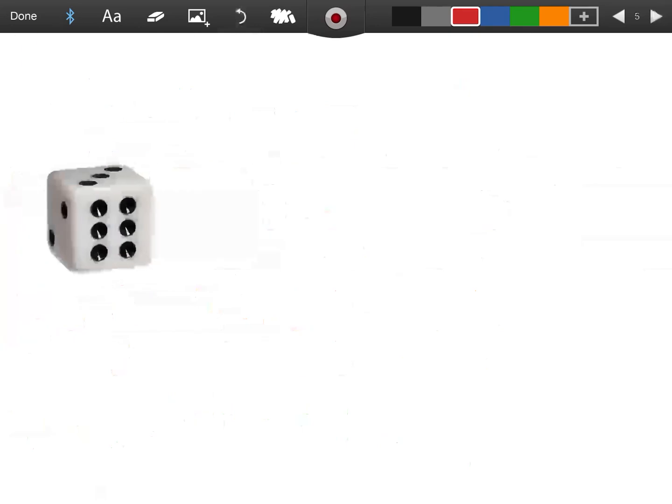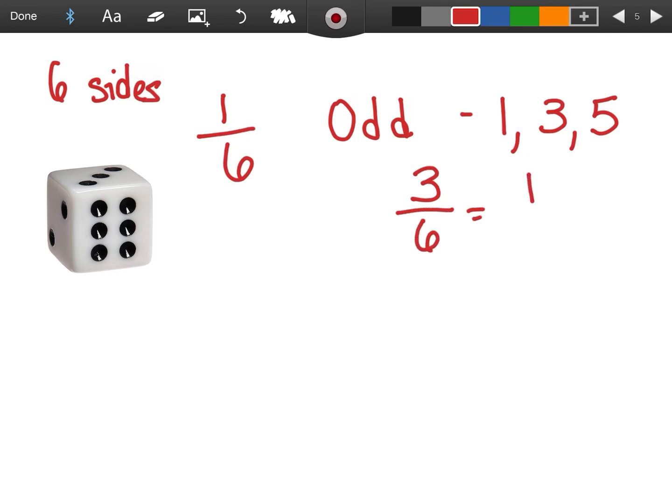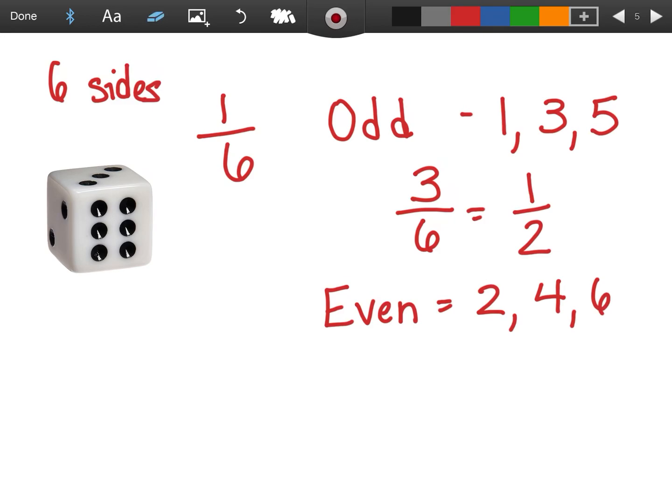Here we go on to dice or number cubes. We should know that there are 6 sides to a dice. If we wanted to look at the probability of rolling any number, it's 1 out of 6 because there's only 1 out of 6 sides. But if we wanted to get fancy and we wanted to look at those odd numbers, which we should know are 1, 3, and 5, those are 3 out of 6 sides, or half. And if we have even, which are 2, 4, and 6, they're also 3 out of 6, or 1 half.